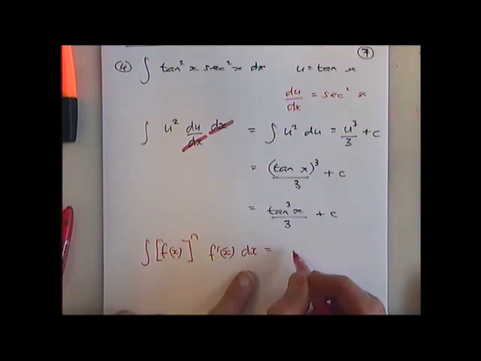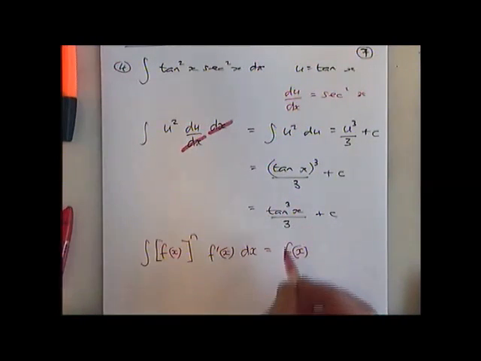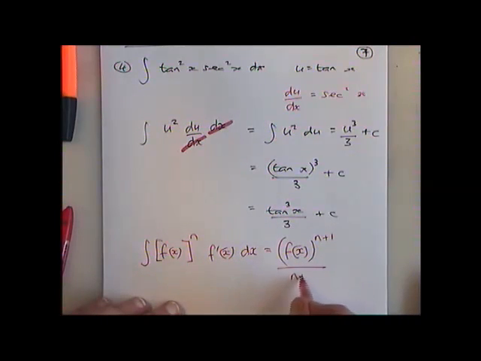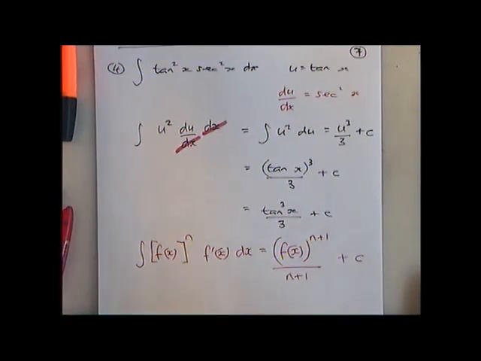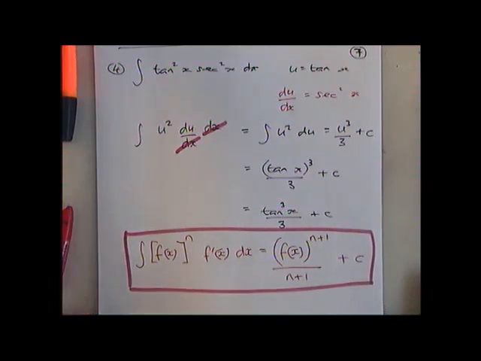It was just that integrate. The function was there, but the power on it from a 2 to a 3 had gone up by 1, and we divided by the new power, and we put our plus c. And again, if you can remember that result, it saves an awful lot of time.